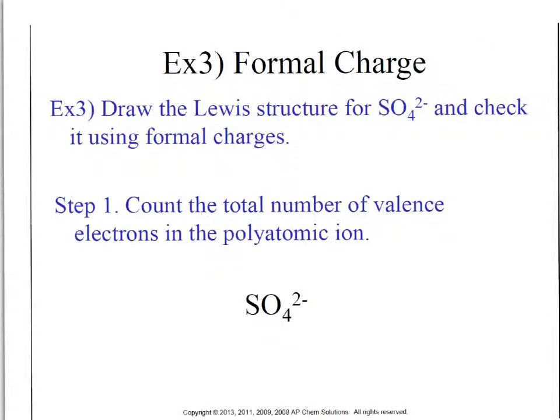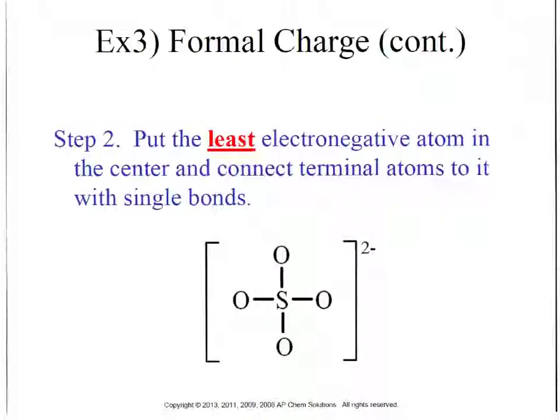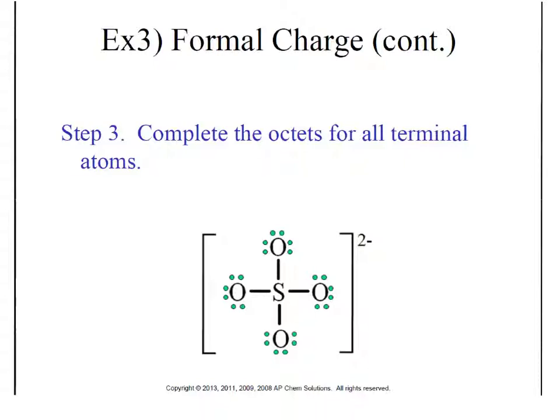Alright, do me a solid and draw yourself the Lewis structure for sulfate, SO4 2-. Make sure you follow all of the rules, and then we're going to go ahead and check to make sure our answer is correct using formal charges. So step number 1, we're going to put the least electronegative element in the middle, that's sulfur. We've got the oxygen surrounding it, and we've already got our brackets around, giving us a -2. Step number 3, we complete the octets for all terminal atoms, so we've put the 2 valence electrons on either side of the oxygens, giving us a total of 6, meaning that we have 8 electrons around each oxygen.